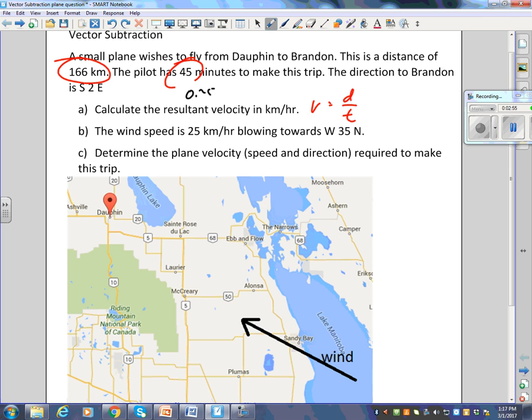So you're going to take 166 and divide by 0.75, and what are you going to get? 221.333 kilometers per hour. And because it's a velocity, you're going to need to know that it's south to east. Okay.